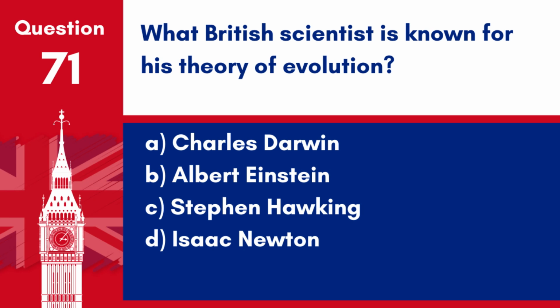Question 71. What British scientist is known for his theory of evolution? A. Charles Darwin. B. Albert Einstein. C. Stephen Hawking. D. Isaac Newton. Answer: A. Charles Darwin. Charles Darwin is known for his theory of evolution through natural selection, detailed in his work On the Origin of Species.